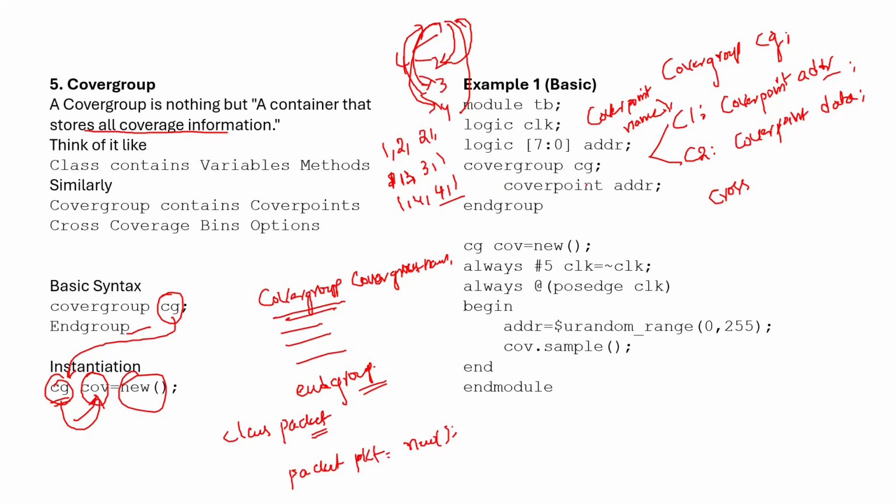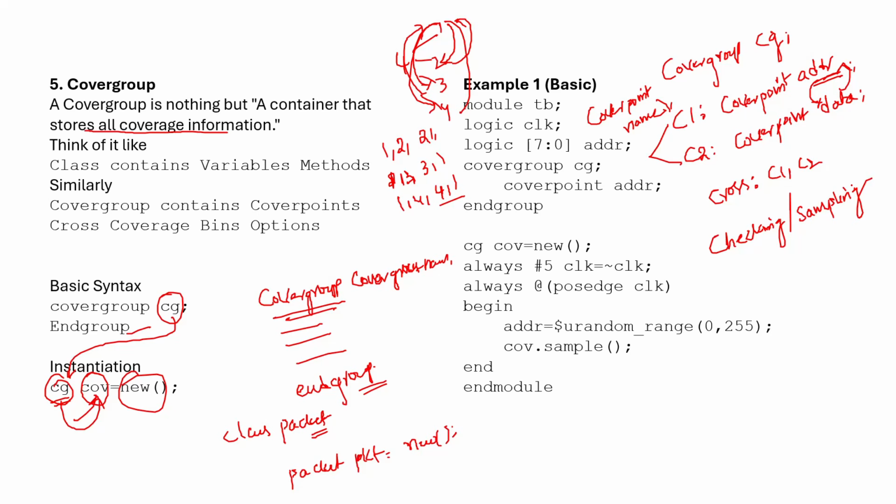So what is the syntax here? Cross, and then c1 comma c2, that means address is checked with data and data is checked with address. And then some sampling events or checking points are there. What is this checking or sampling?